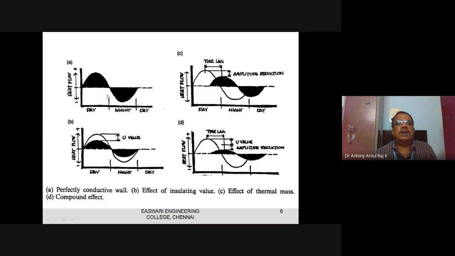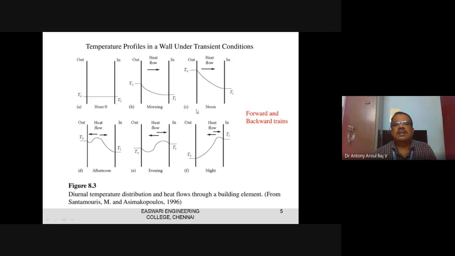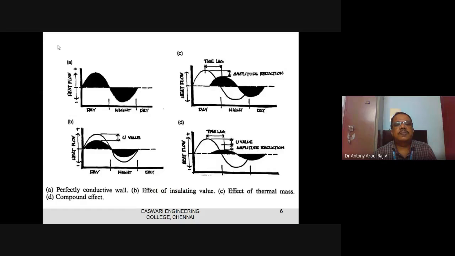You think that it is from outside. Daytime it is higher, nighttime it will be lower. So it is approximated like a sine curve, but strictly speaking, it will not be like this. After passing through the wall, like we have discussed here, when it is coming inside, outside it is like this, but inside you are having it like this.